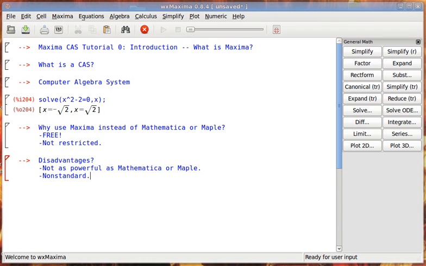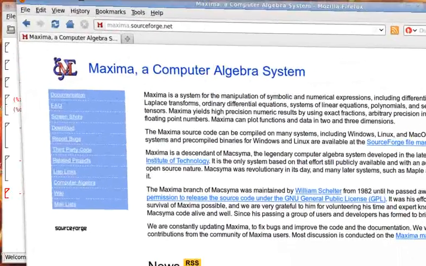So where do you get Maxima? The program's web page is maxima.sourceforge.net, and don't forget the .net because .com and .org will not redirect you. You can download it from this page. If you're running a Debian-based Linux operating system like I am, here, I'll go ahead and show you this web page because I have it in Firefox right now.